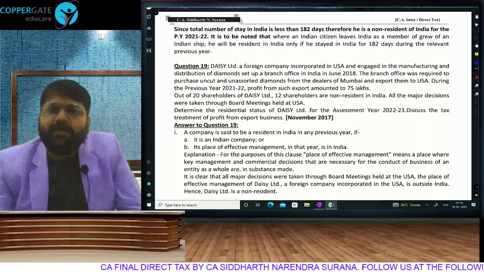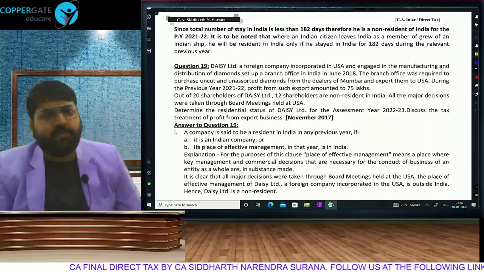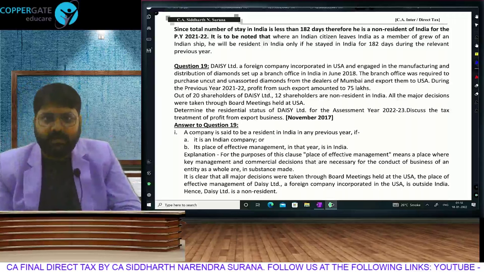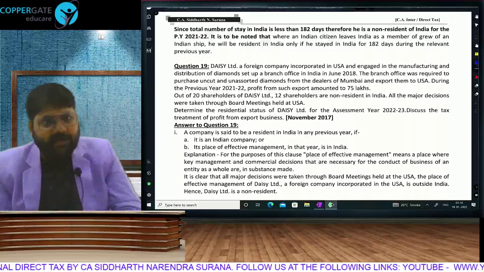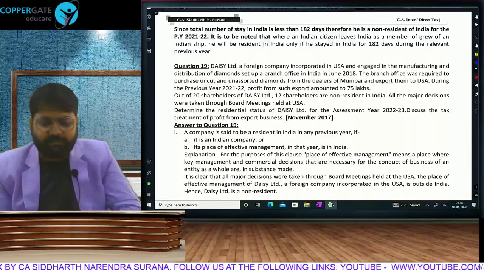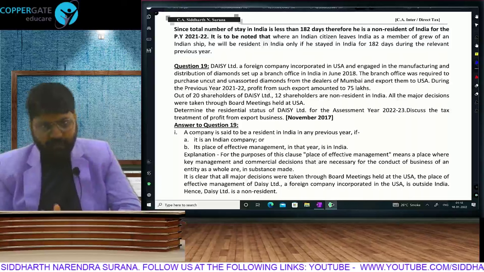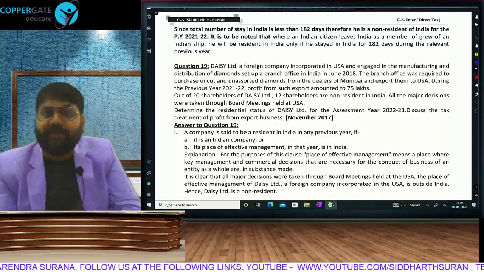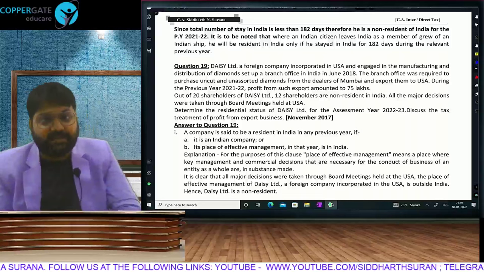Again, can I say two parts? First, residential status and then scope of total income. First, decide residential status. Assessee is a company. If it is an Indian company, it is always resident. First, tell me, is this an Indian company or a foreign company? Foreign company. A foreign company can become resident only if the place of effective management, meaning the big decisions, major decisions, are taken in India.